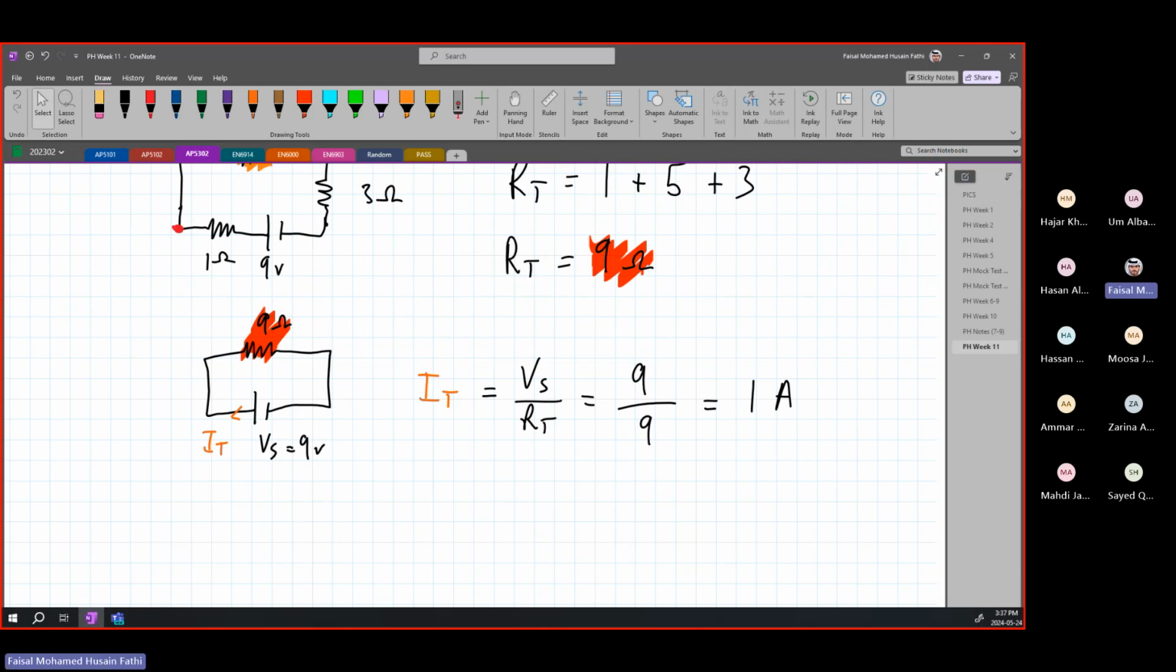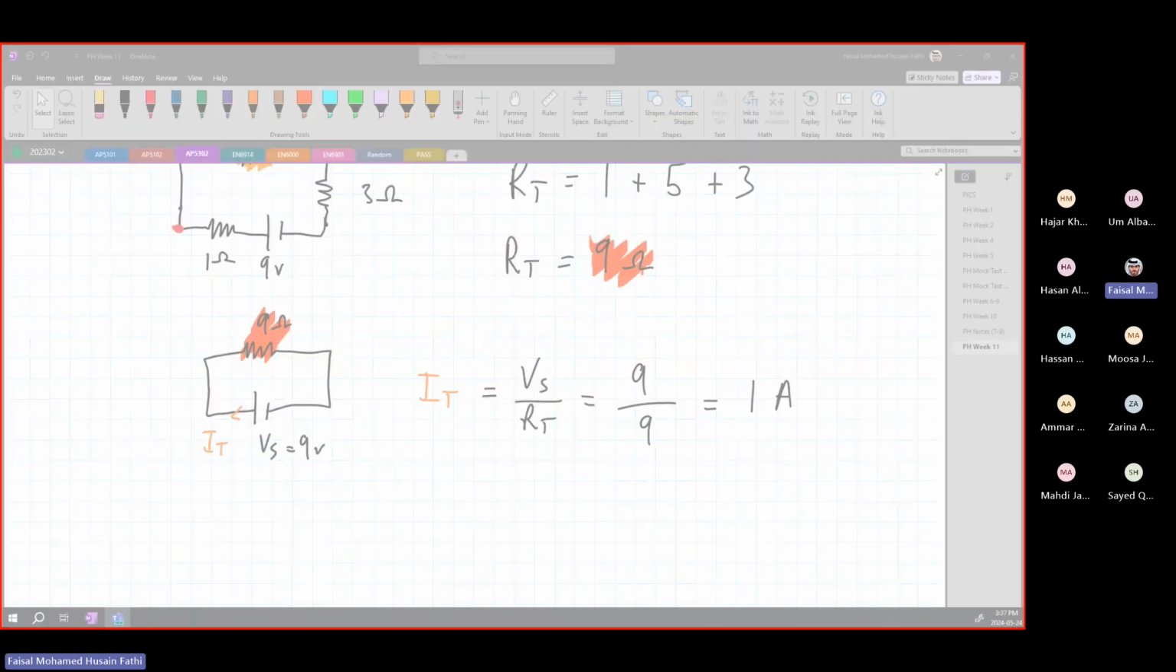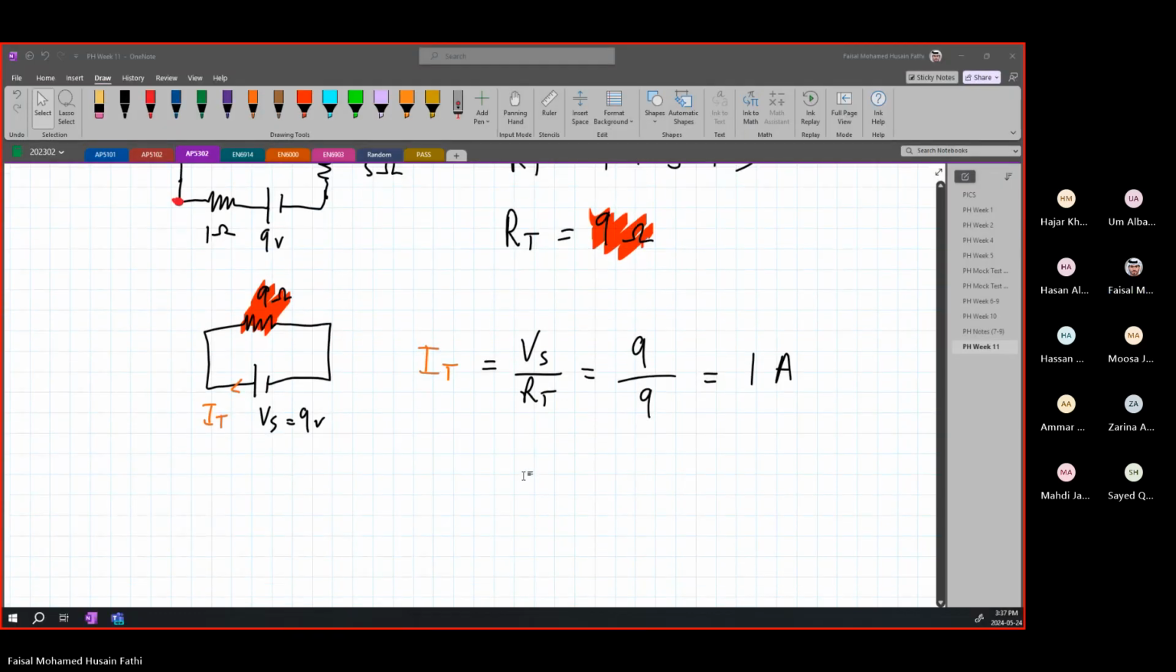Okay, let me see if there is any other circuit. Let's look at this one. Before we move on to KVL and KCL, let's look at this. Okay.